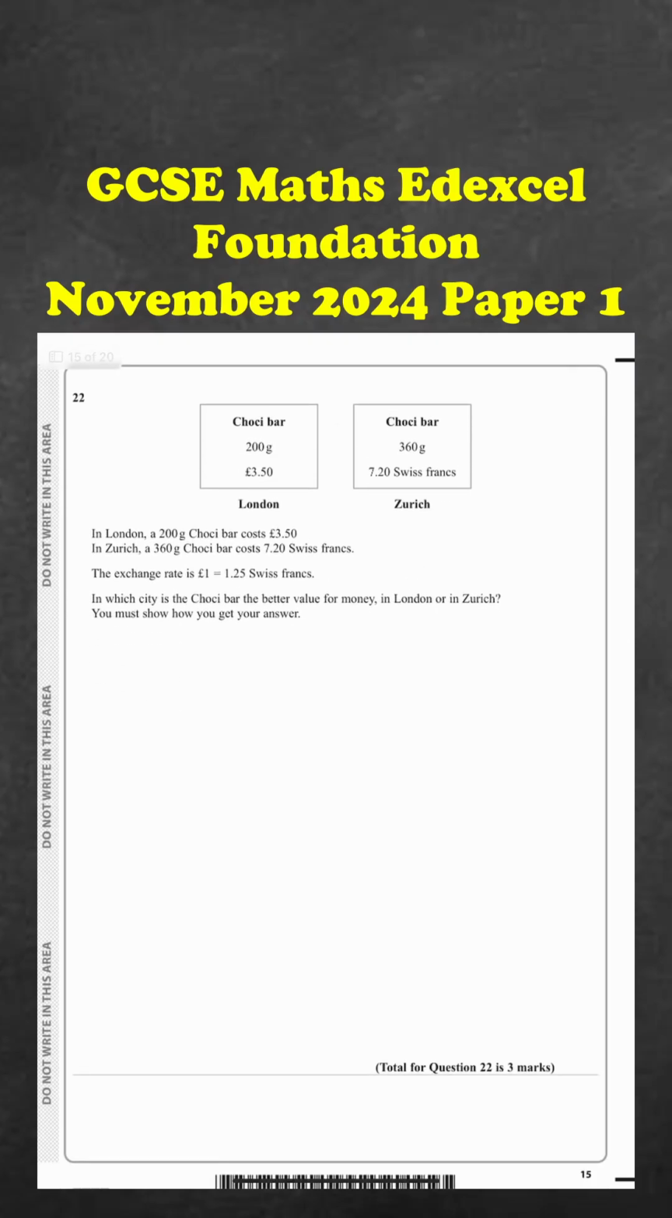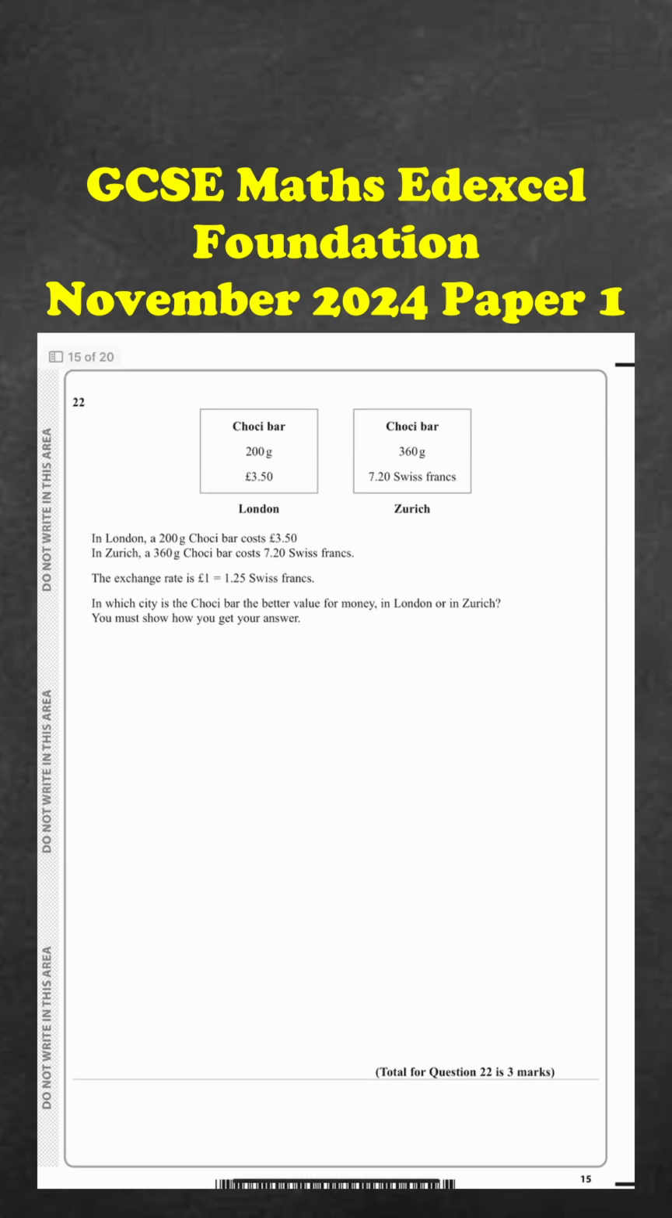Question 22. In London, a 200 gram chocolate bar costs £3.50. In Zurich, a 360 gram chocolate bar costs 7.2 Swiss francs. The exchange rate is £1 equals 1.25 Swiss francs. In which city is the chocolate bar the better value for money? In London or in Zurich? What I'm going to do here is compare what 100 grams is worth in each of these two scenarios.